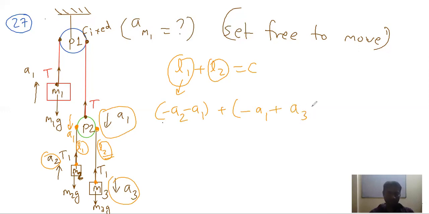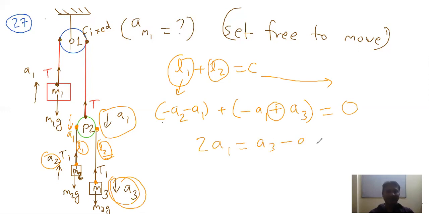So plus A3. Why plus here? Because as M3 moves down with acceleration A3, L2 increases. So this is equal to the derivative of a constant, which is 0. So our relation here will come out to be 2a1 equals a3 minus a2. So this is the equation for length constraint: 2a1 is equal to a3 minus a2. I hope you understood this length constraint method here.